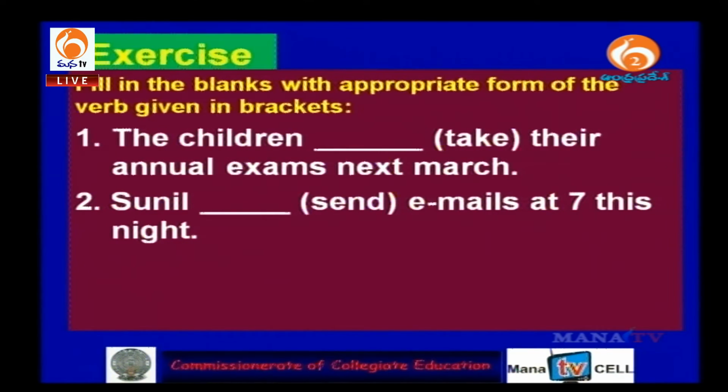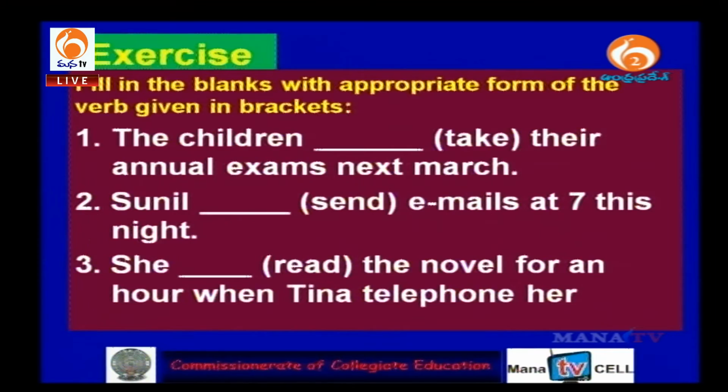And the second sentence is like this: Sunil dash send emails at 7 this night. This night is the future, and 7 is the point of time. That means at that point of time, some action should be going on. That means we use will be plus ing form to fill in the blank.